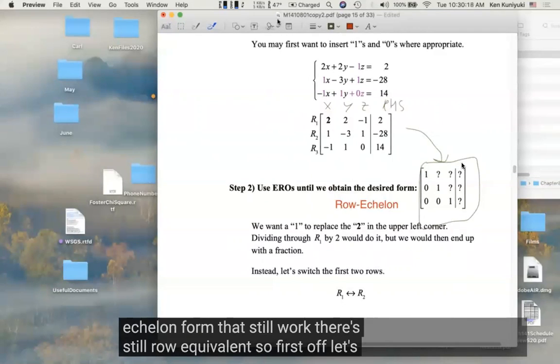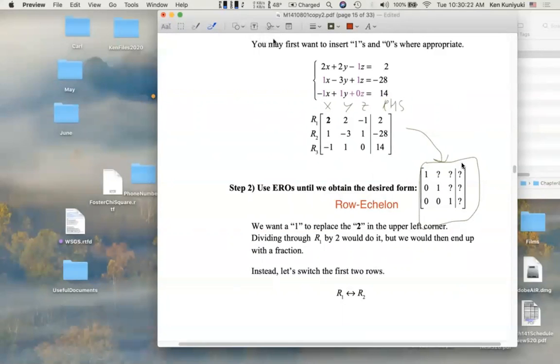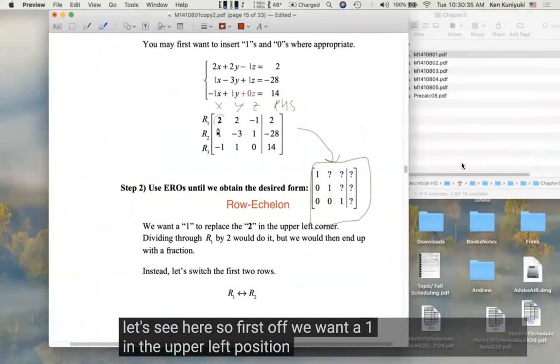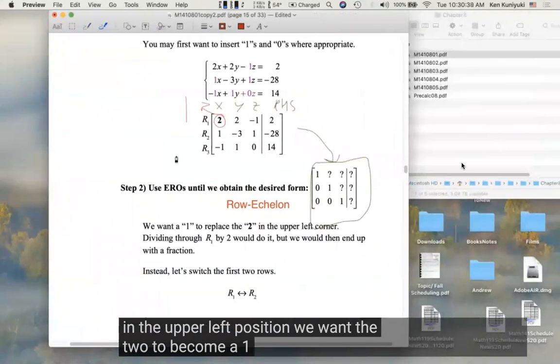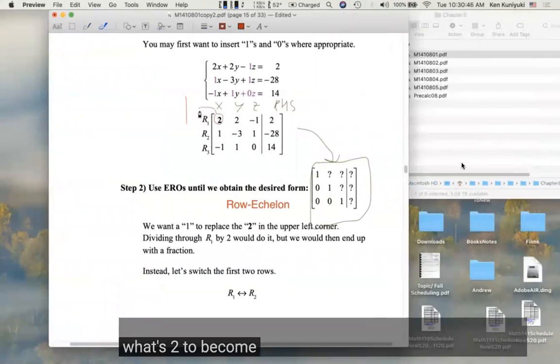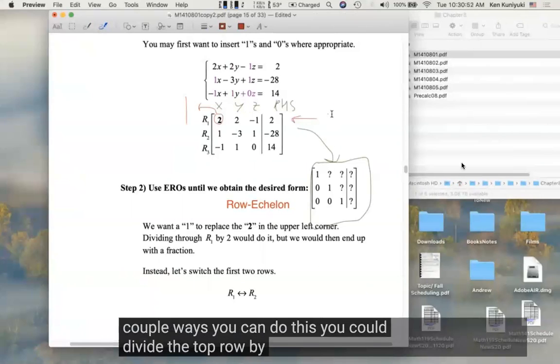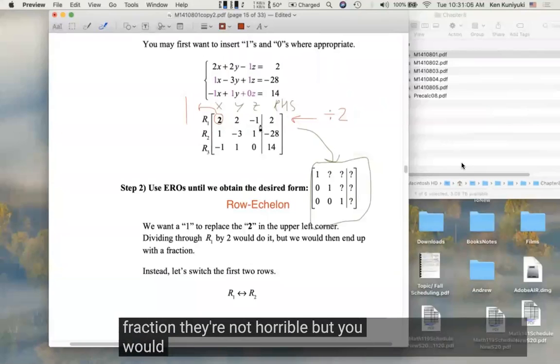So first off, we want a 1 in the upper left position. We want the 2 to become a 1. And there are a couple ways you can do this. You could divide the top row by 2. That would work out, but then you get a fraction there. Not horrible, but you would get a fraction there.